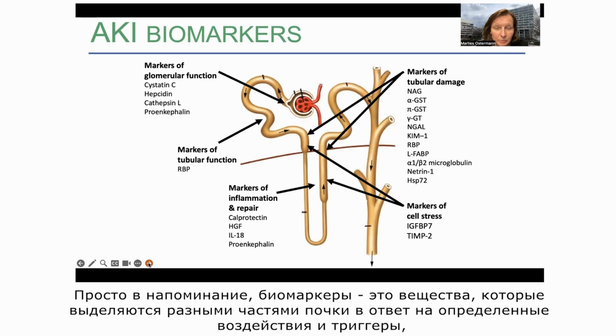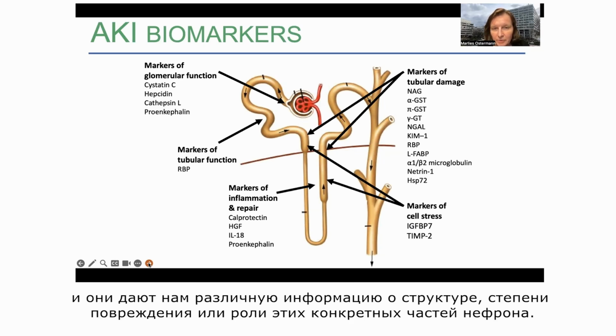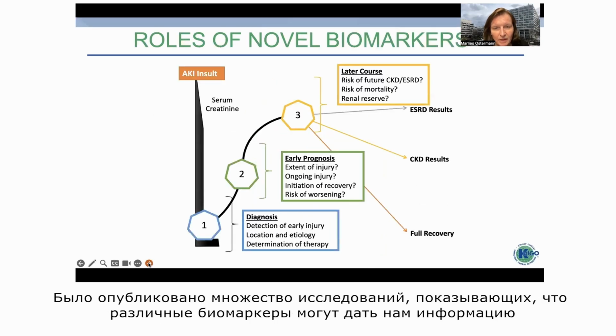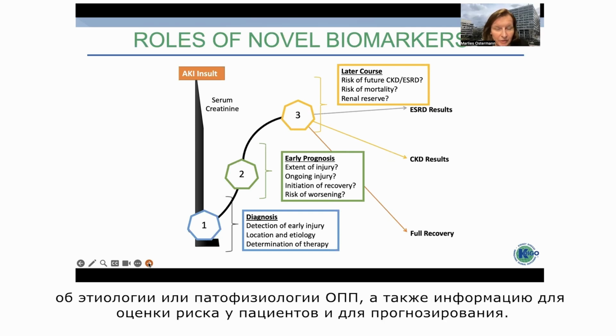Just as a reminder, biomarkers are substances that are released by different parts of the kidney, different parts of the nephron, in response to certain exposures and triggers. They give us different information about the structure, the degree of damage, or the role of these particular parts of the nephron. A lot of studies have been published showing that different biomarkers can give us information about the etiology or the pathophysiology of acute kidney injury, and they can also give us information to risk assess patients and prognosticate.